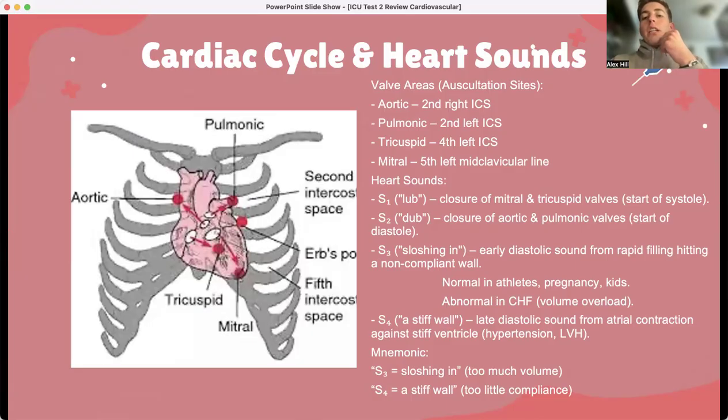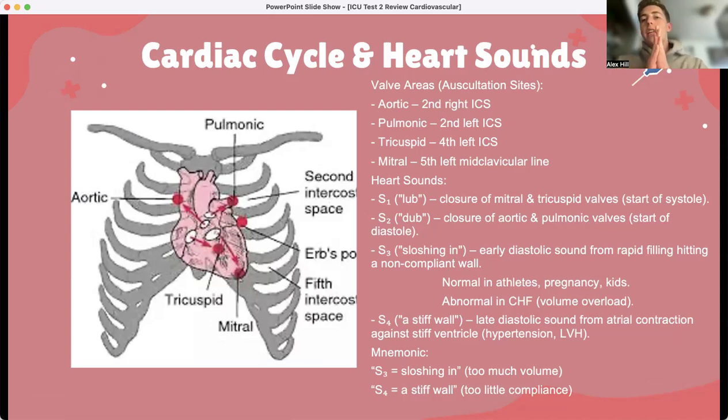S3 is an early diastolic sound, where the blood is rushing into your ventricle, and this is right after S2. And if your ventricle is really dilated, then you hear a lot of sloshing. And then with S4, this happens at the end of diastole, so right before S1, and you will have that atrial kick. It tries to push in the last little bit of blood, but if you have a stiff ventricular wall, then it'll also make a rushing sound.